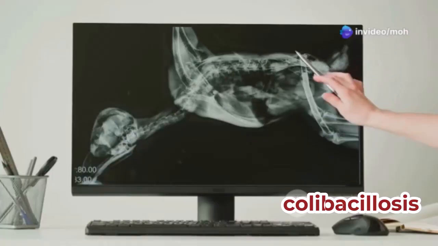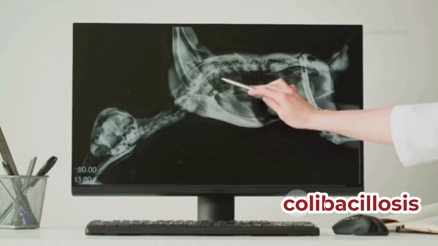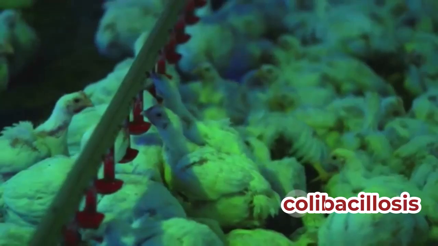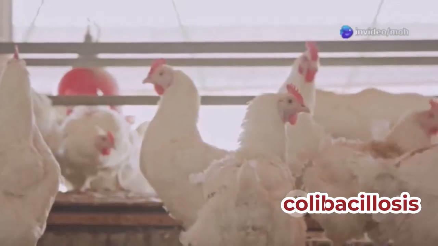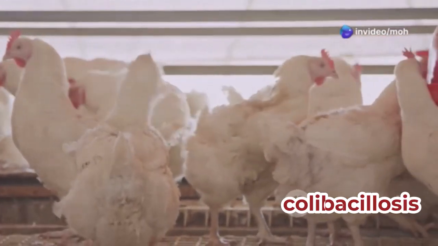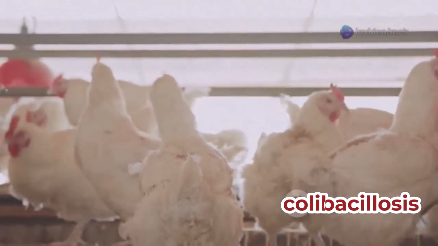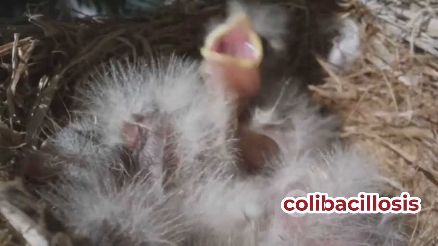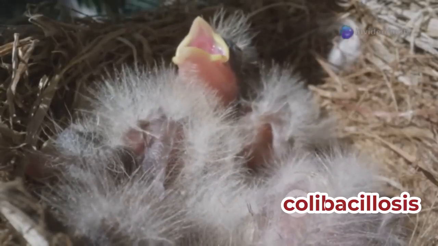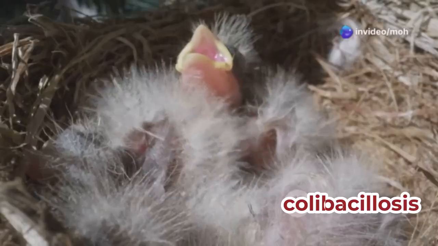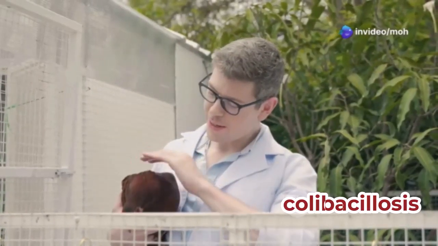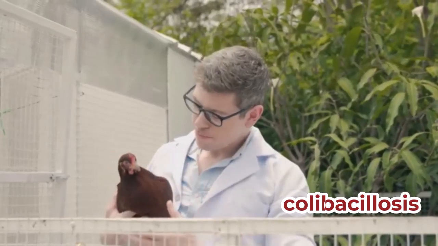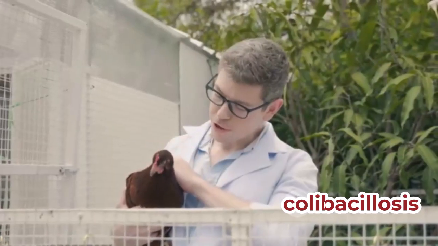The presence of other infectious agents is another major trigger for colibacillosis. Viral respiratory infections such as Newcastle disease or infectious bronchitis are notorious for paving the way for secondary bacterial invaders like E. coli. These viruses damage the respiratory epithelium, the protective lining of the airways. This damage creates entry points for bacteria and impairs the bird's ability to clear pathogens effectively. Thus, what might start as a viral infection can quickly become complicated by a severe bacterial one, leading to more complex and serious disease outcomes for the affected flock.